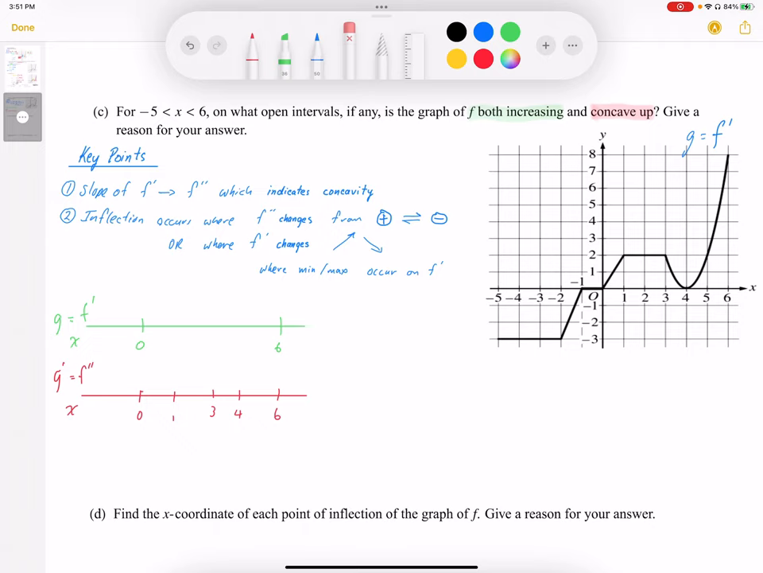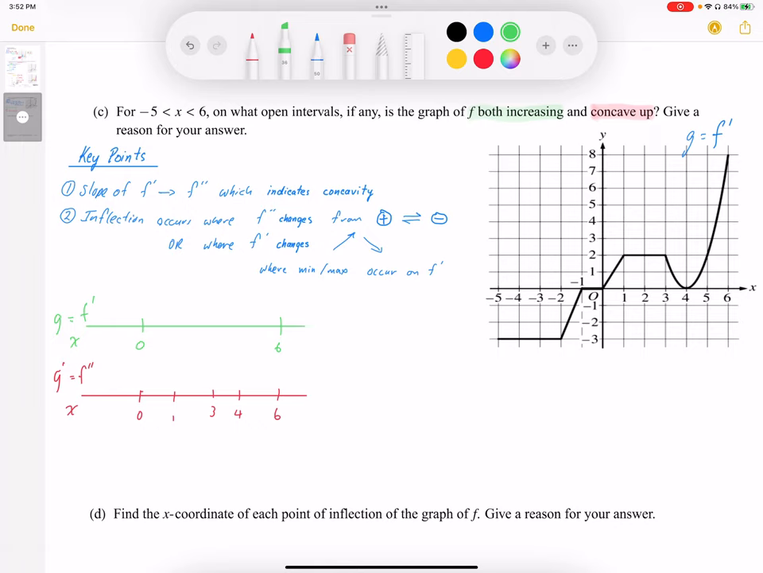And for part D, we want to understand this idea: inflections occur where the second derivative changes from positive to negative or negative to positive, or in other words, where the first derivative changes from sloping up to down or down to up. So where we have mins and maxes on F prime is where we're going to find inflection points. So looking at 3C, for what values of x between -5 and +6 is F both increasing and concave up?